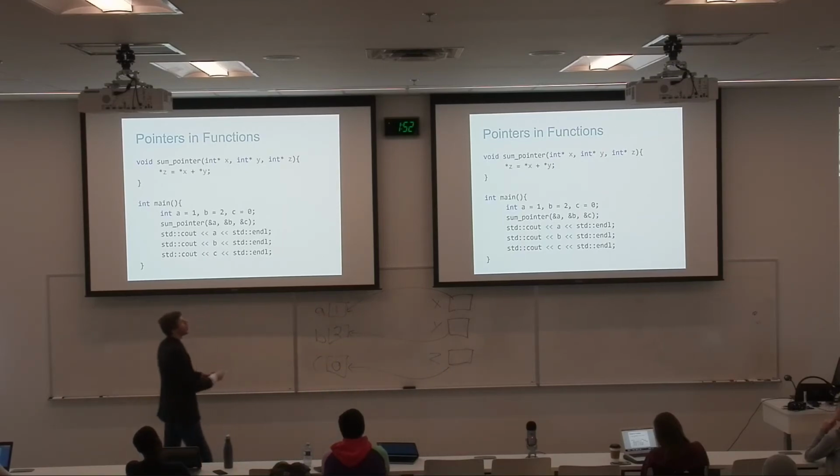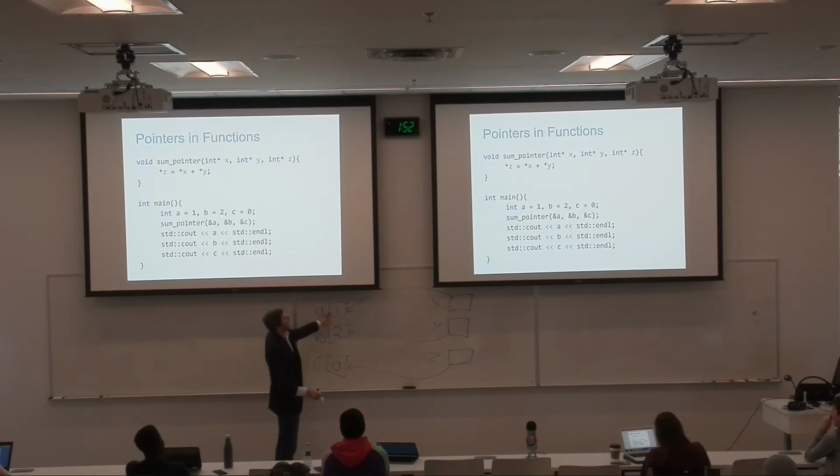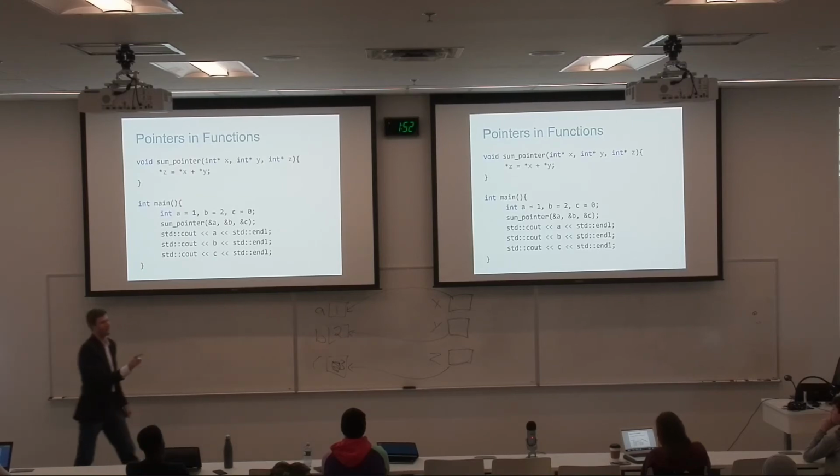And then I'm saying, okay, go to what's at x, which is 1, add it to what's at y, which is 2, and put it into the box that z points to. So what does this become? 3. So when I hit run, what's it going to print out of that last line? 3.